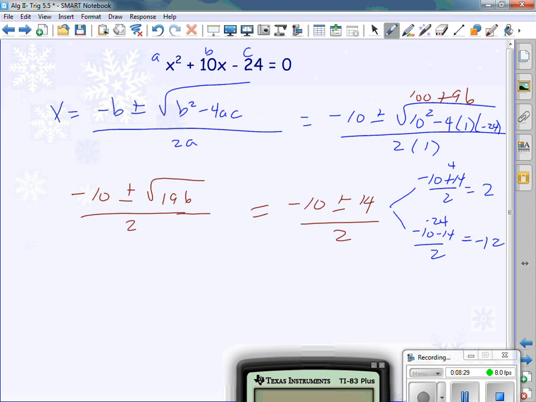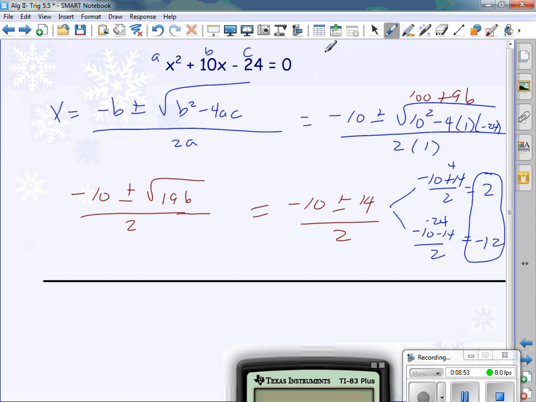These are my solutions. It's not about being difficult. It's about being careful. The quadratic formula takes a lot of little work, but it's easier work. I could have solved this problem a lot faster. I could have looked right off the bat and said, okay, 24: 1, 24, 2, 12, 3, 8, 4, and 6.